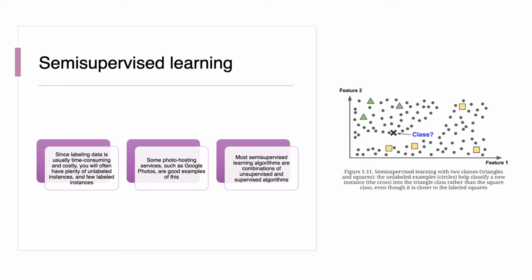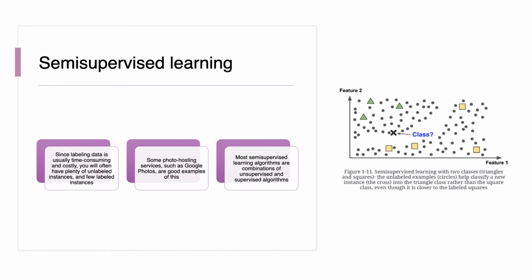Some photo hosting services, such as Google Photos, are good examples of this. Once you upload all your family photos to the service, it automatically recognizes that the same person A shows up in photos 1, 5, and 11, while another person B shows up in photos 2, 5, and 7. This is the unsupervised part of the algorithm, clustering. Now all the system needs is for you to tell it who these people are. Just add one label per person, and it is able to name everyone in every photo, which is useful for searching photos.